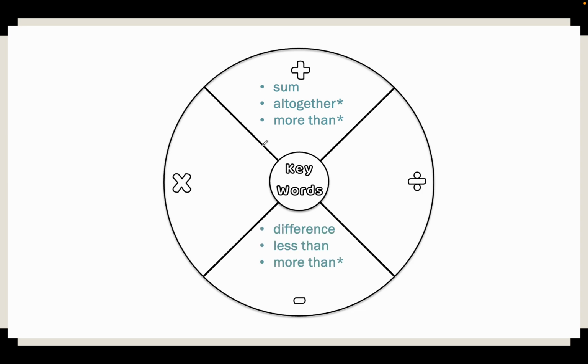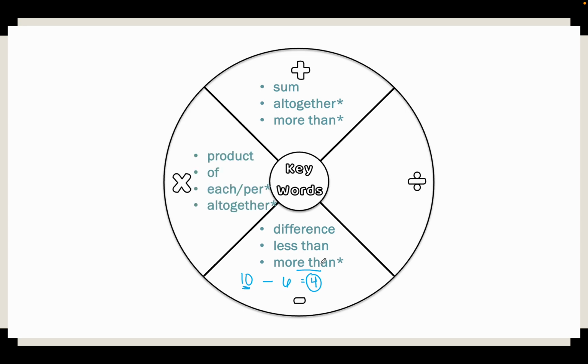For subtraction, we have difference, less than, and notice I also put more than under subtraction. That's because it depends on what the information is given in the problem. For example, if it says Sarah ate 10 cookies, she ate 6 more than me, how many did I eat? That would be 10 minus 6 equals 4. So depending on the way the problem is worded and what information they give you, you could actually see more than represent addition or subtraction. So we can't just look for the word, we have to read the context of the problem.